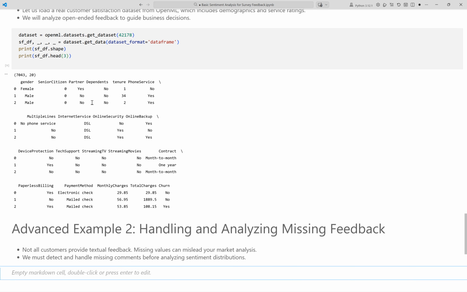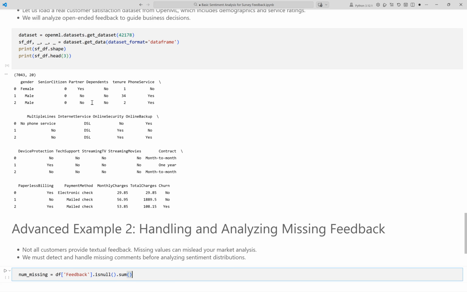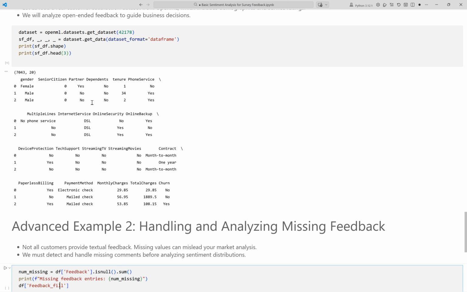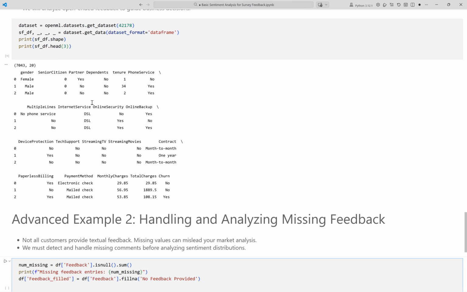We count missing values in the feedback column for quality control. We fill missing values with a clear placeholder. We preview the results so no feedback entries are dropped from analysis.